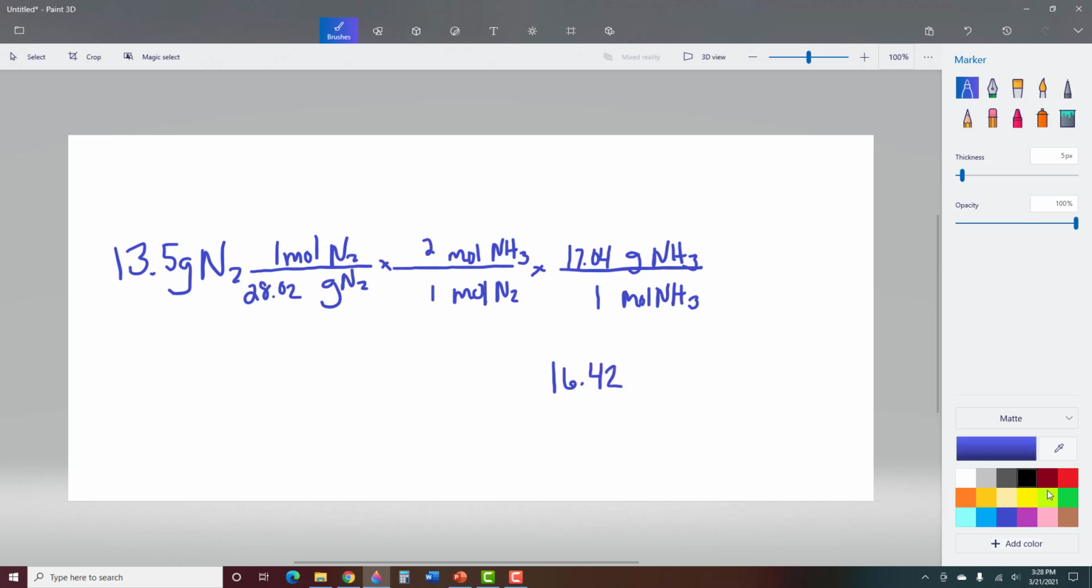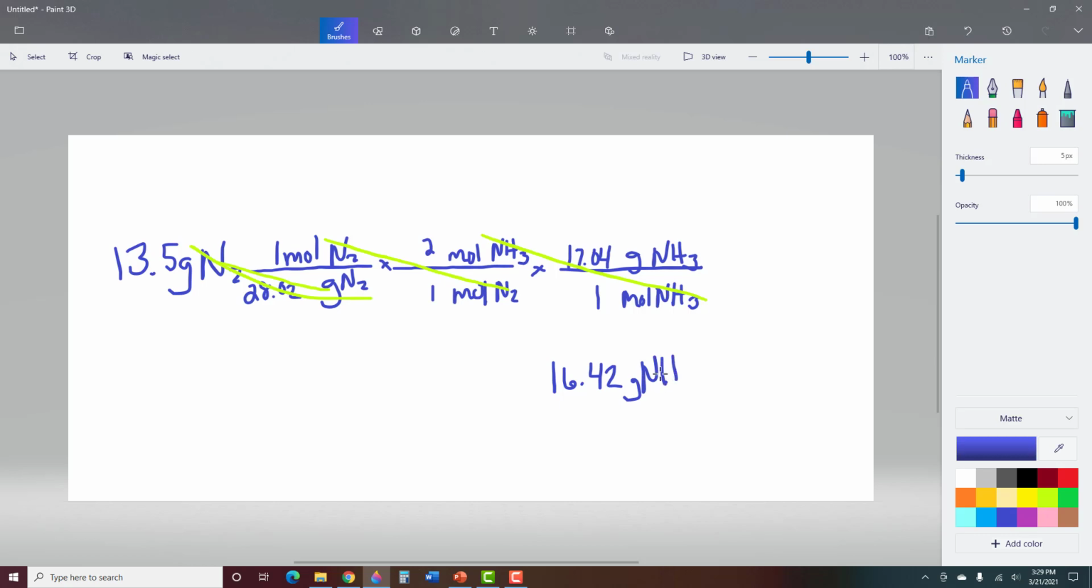Alright, now for units, just to check, your diagonal unit should always be the same, and they are, so they cancel each other, they're gone. Diagonal units here are the same, those cancel. Diagonal units here are the same, those cancel. If your diagonal units are not the same, you did not set your problem up correctly. That leaves me with the final unit on top, which is grams of NH3.